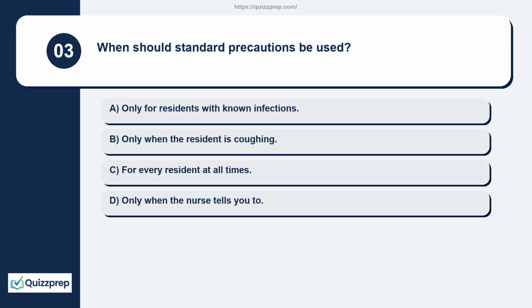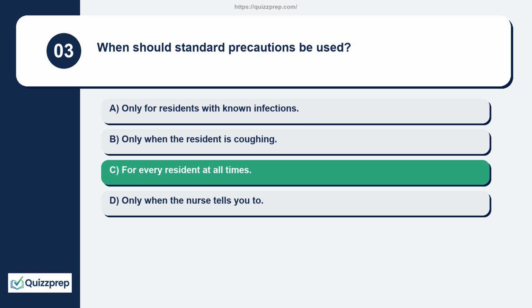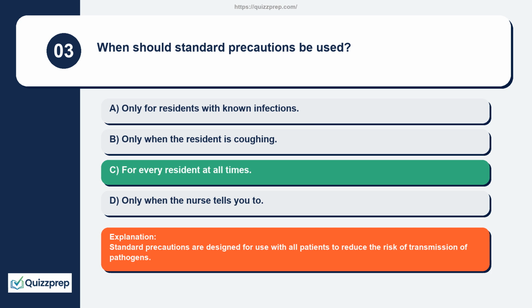Question 3. When should standard precautions be used? Only for residents with known infections, only when the resident is coughing, for every resident at all times, only when the nurse tells you to. Standard precautions are designed for use with all patients to reduce the risk of transmission of pathogens.